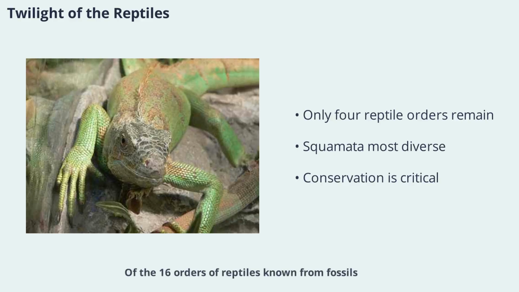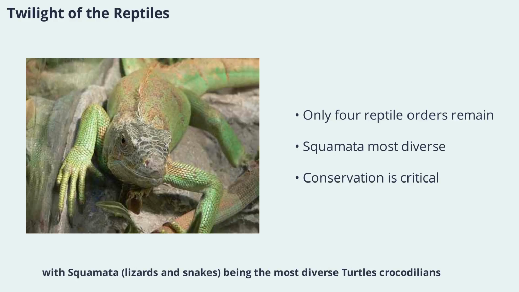Of the 16 orders of reptiles known from fossils, only 4 have survived to modern times, with squamata, lizards and snakes, being the most diverse. Turtles, crocodilians, and tuataras are far less numerous. Over 150 million years, natural disasters have reduced reptilian diversity, and in recent centuries, human activity has pushed many species to the brink of extinction. Conservation efforts are now underway to protect these ancient survivors.